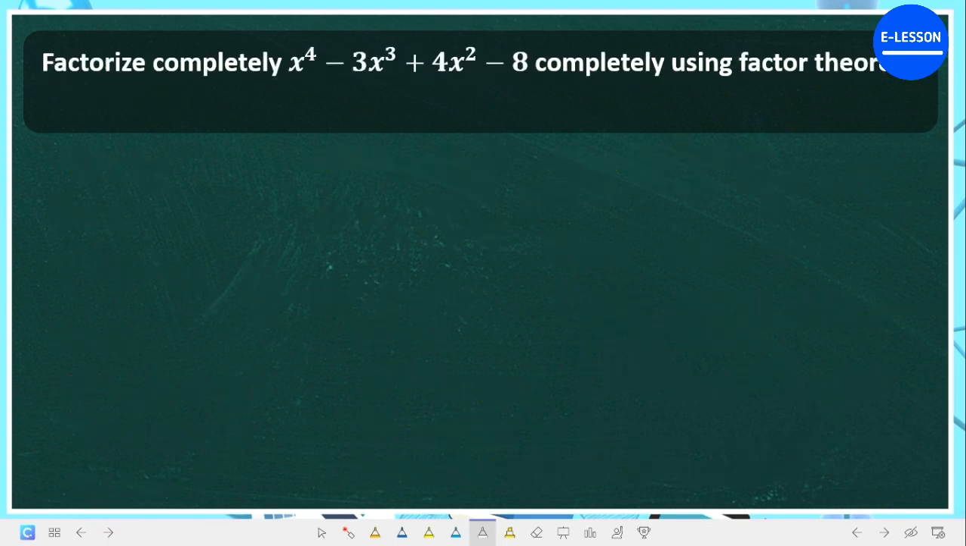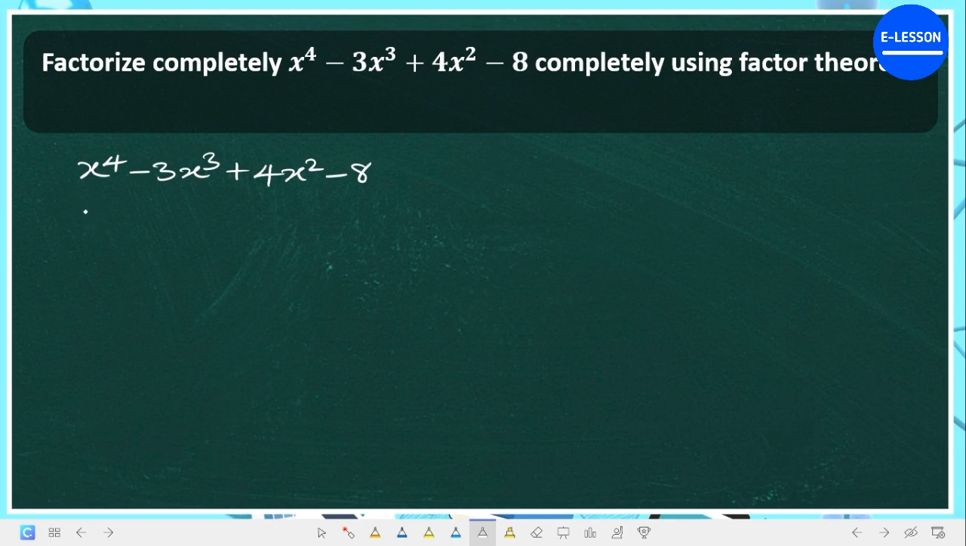The next question says, factorize completely this whole thing here using the factor theorem. Now, how do we go about this? It's very easy. The expression is x raised to the power of 4 minus 3x cubed plus 4x squared minus 8. Now, using the factor theorem, what do you think we are going to have? First of all, we are going to do trial and error.